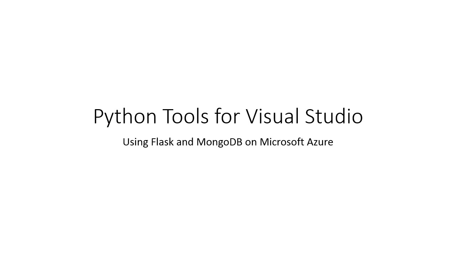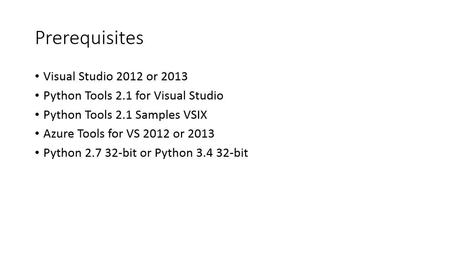In this video, we'll use Python Tools for Visual Studio to create a simple polls application with the Flask web framework. It will store its data in a MongoDB database on Microsoft Azure, and it will be hosted in an Azure website. I'll be using Visual Studio 2013 with Update 3, PTVS 2.1 including the samples v6, Azure Tools for VS 2013, and Python 3.4.